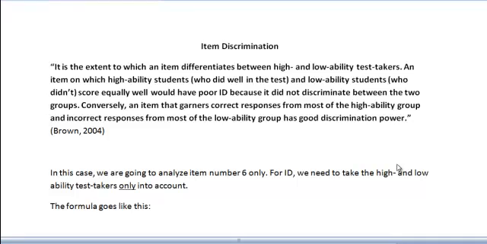Conversely, an item that garners correct responses from most of the high ability group and incorrect responses from most of the low ability group has good discrimination power. Brown, 2004. In this case, we are going to analyze item number 6 only. For ID, we need to take the high and low ability test takers only into account.